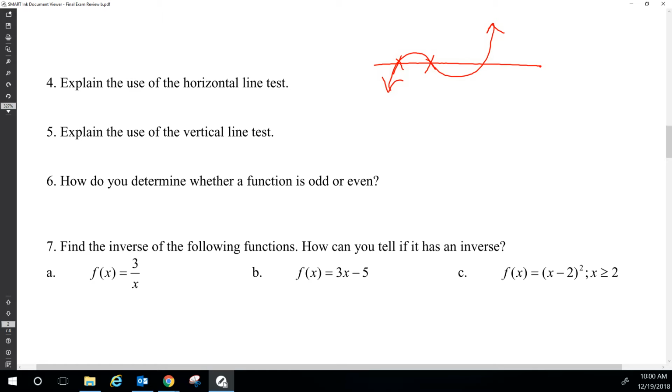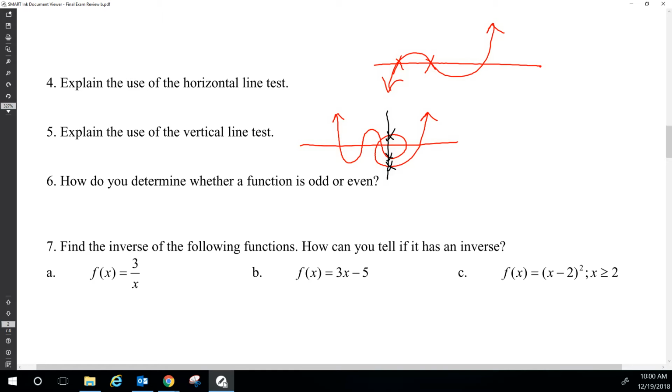The vertical line test is trying to figure out, is the graph itself a function? So this graph here would not pass the vertical line test because when I do the vertical line test, it hits more than once. So therefore, this graph is not a function.